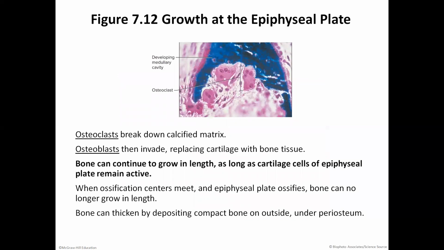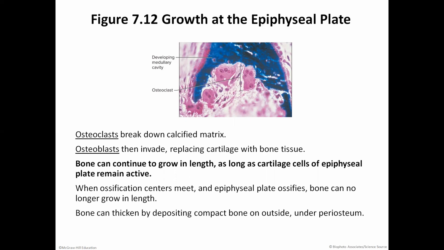Now, as I said before, we have to think about this epiphyseal plate in terms of osteoclasts and osteoblasts. Osteoclasts are the cells that break down bone. We call it bone resorption. Versus osteoblasts are the ones that are going to start building up bone.